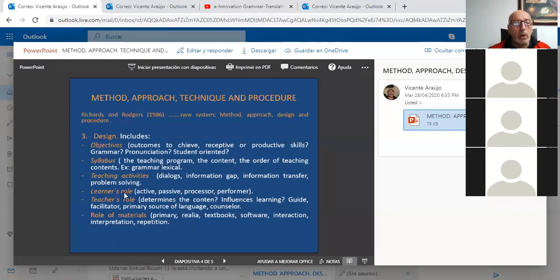What is the learner's role? So the design also includes the learner's role. In your class, how will your students behave? Do you want them to be active, passive? Do you want them to process information? They perform dialogues, conversations, or role plays.